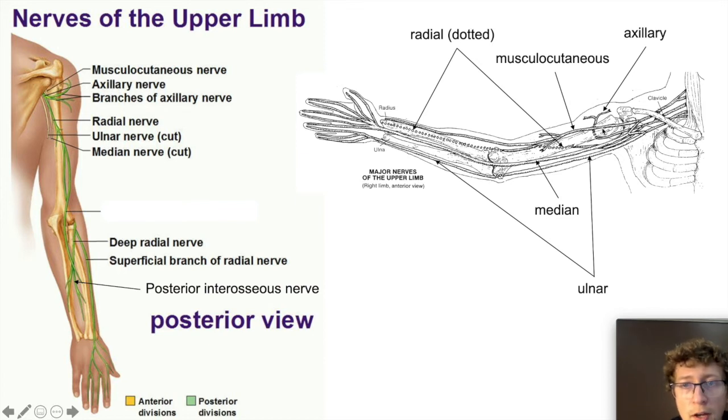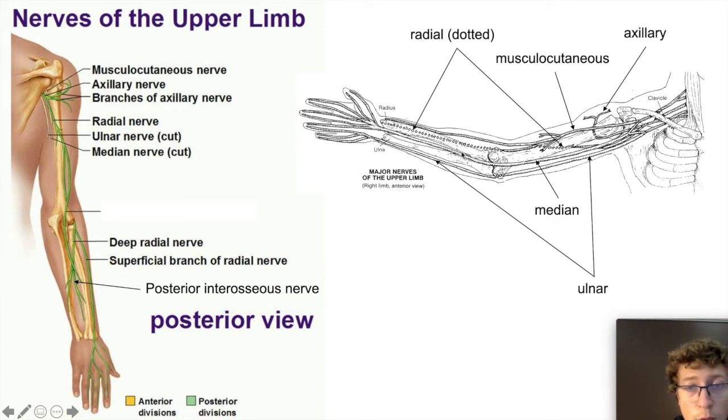Then we have the musculocutaneous. So the musculocutaneous is responsible for innervating our biceps brachii. So this is the major muscle used for elbow flexion. It will also innervate the coracobrachialis and the brachialis muscles. Then we have our ulnar, median, and radial nerves.